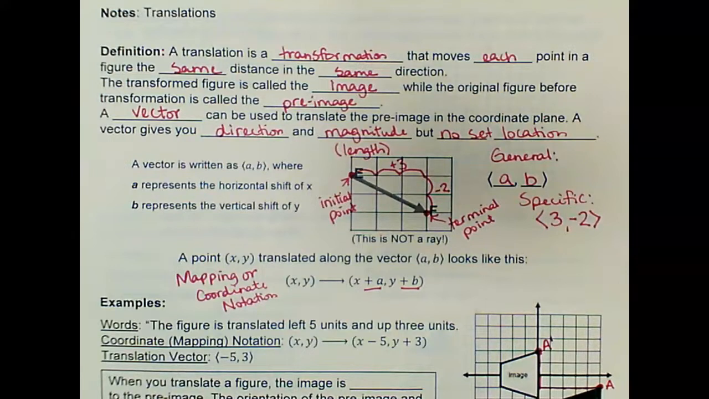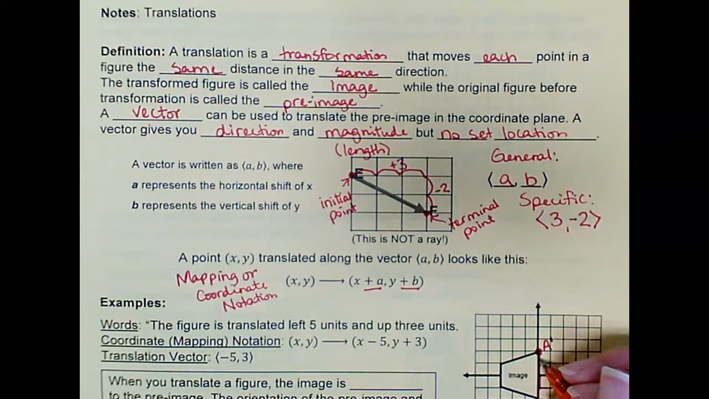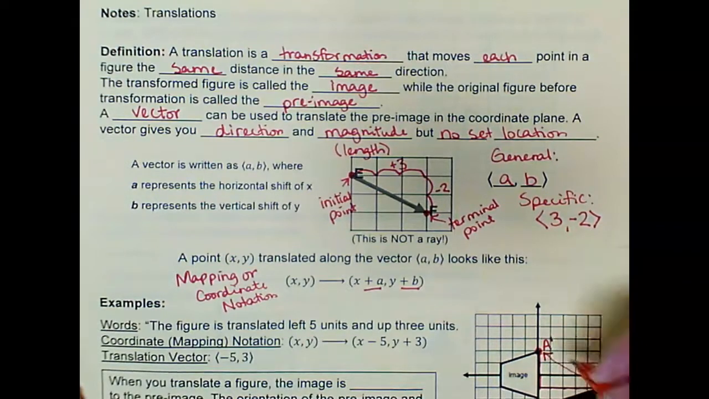The coordinate or mapping notation tells you the same thing. Any point that is located in your pre-image, if you subtract 5 from the x value and you add 3 to the y value, you're going to end up at your image. And then the translation vector would be showing you that you go left 5, up 3, and that's the direction that you're moving in.